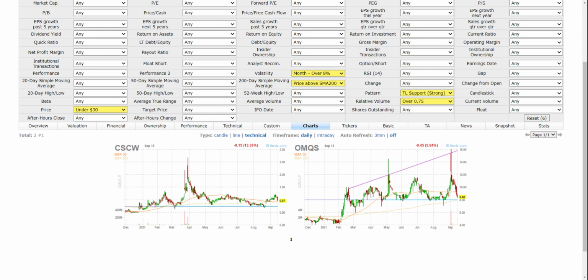This is the screener that you can probably go check out. Go check out the SCW, or the Color Star Technology firm, then OMNIQ. This is a software application company. Overall, it does not look good at all. The chart does not look good for me.